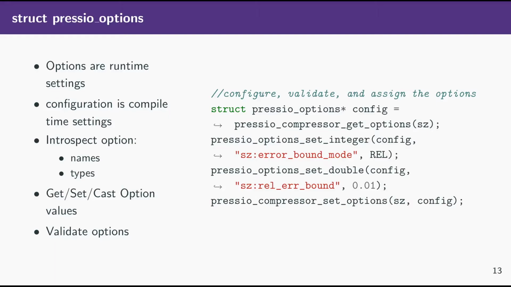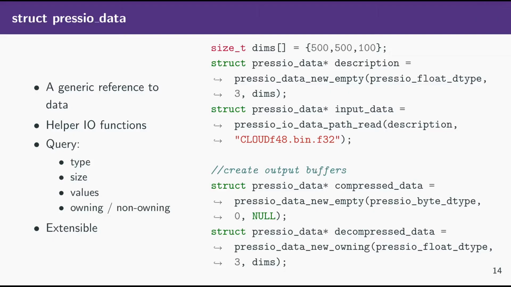Once you've configured the compressor by getting a configuration from the compressor, setting the specific things that you care about, and then setting the compressor's new configuration, it's time to load in some data. I've demonstrated here how to read in data from files. Here we're reading in a file from the Hurricane dataset. To do so, we first created a description that describes some metadata properties of the file, including its type, which is the pressio float dtype, then 3, which is the dimensionality of the data, so it's 3-dimensional data, and then the dimensions provided in Fortran major order.